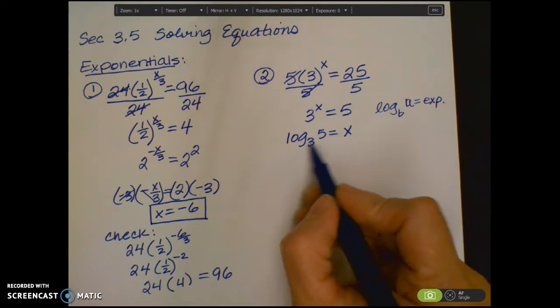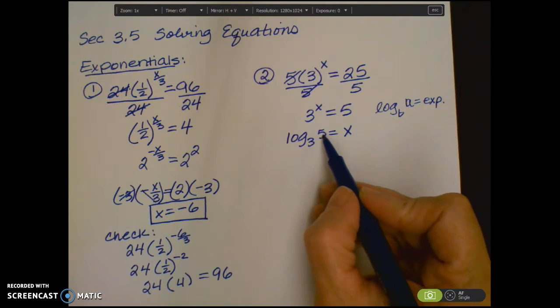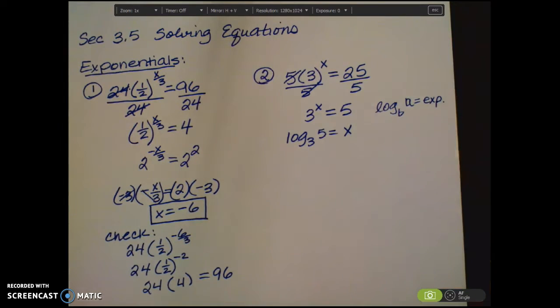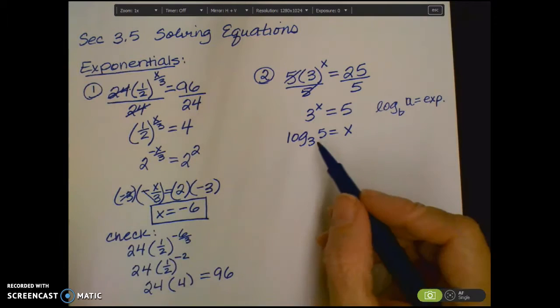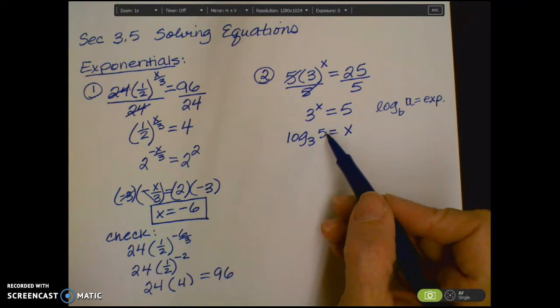Now this particular one, there is no power of 3 that equals 5, at least not a whole number. There is a value, just not a whole number. So it's in this situation that I would go to my calculator. And if you're going to type that into your calculator, you're going to do it one of two ways.